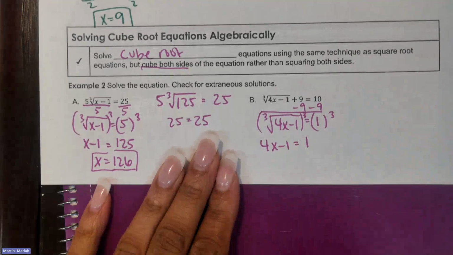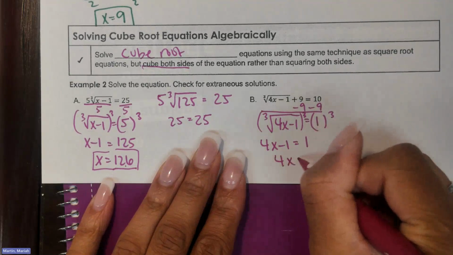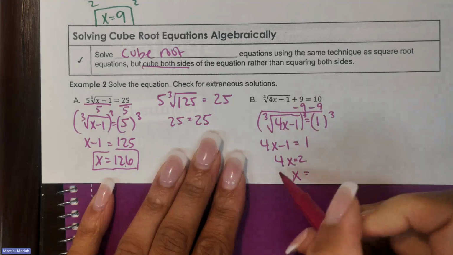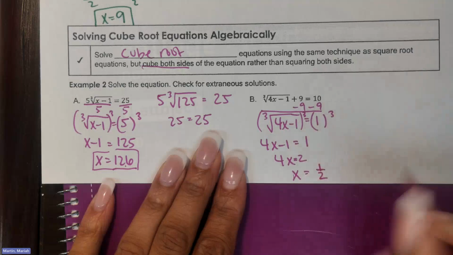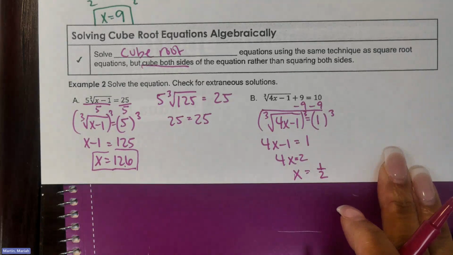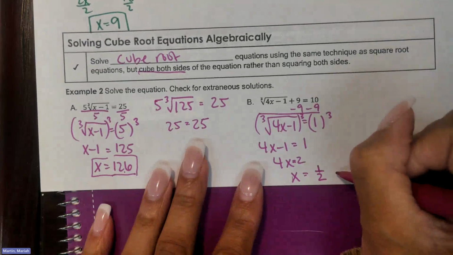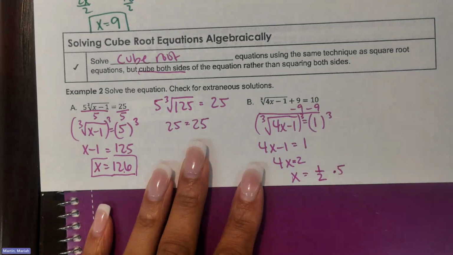And now I solve my two-step equation. When I add 1 to the other side, I get 2. And then when I divide by 4, 2 divided by 4 is 1/2. So we're saying this could be my answer. You can say 1/2 or you can say 0.5. Either is fine. So now let's check to see.